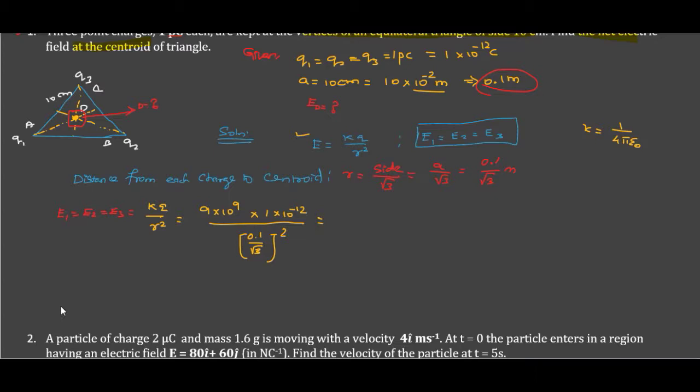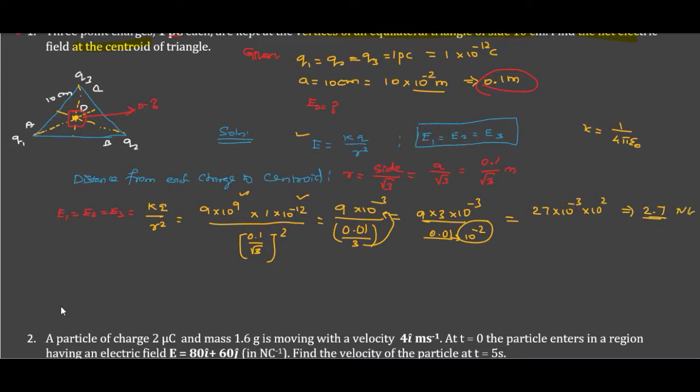We have to simplify this. 9 into 1 is 9, into 10 power, here plus 9 minus 12, so you have to add. Finally you will get minus 3, divided by 0.1 whole square. If you do this, 0.01 divided by root 3 whole square is nothing but 3, so you have to multiply. So this 3 will go to the numerator. 9 into 3 into 10 power minus 3 divided by 0.01, which is 10 power minus 2. So 27 into 10 power minus 3 into 10 power 2. So finally we can write 2.7 Newton per coulomb.